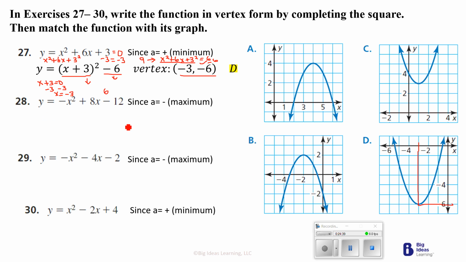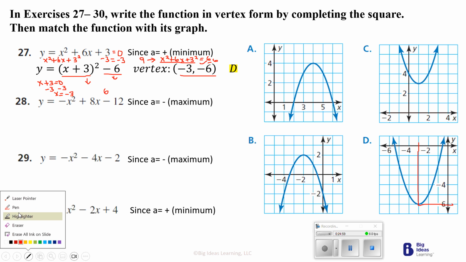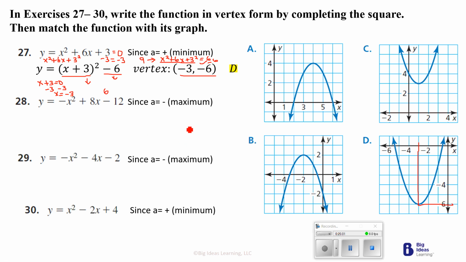Number 28 was yours to do. Let's try 29. We're going to try to do it the quick way this time. We're going to add 2 to both sides. When I do that, I'll find the perfect square here. 4 divided by 2 is 2. So I'm going to have 2 squared, which is going to be 4. I'm going to take 4, and on this side I'll have a positive 2. So I'm just going to work it a little bit over here.